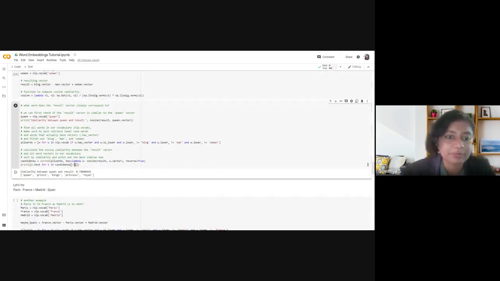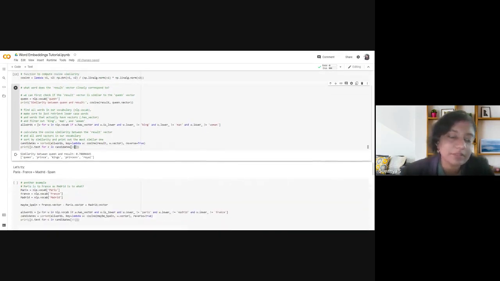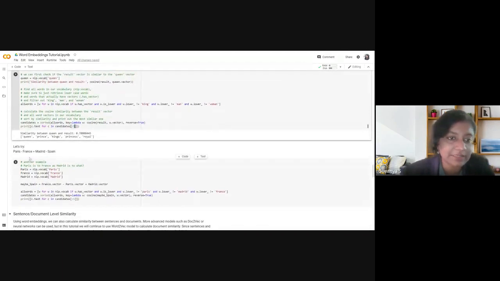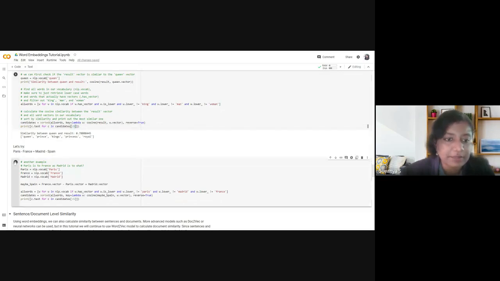And yeah, let's try the same for Paris minus France is Madrid minus Spain. So I take the vectors for Paris, France, and Madrid, and then I remove the words from the vocabulary, and then we should get Spain.